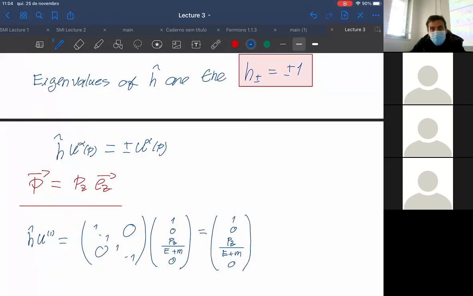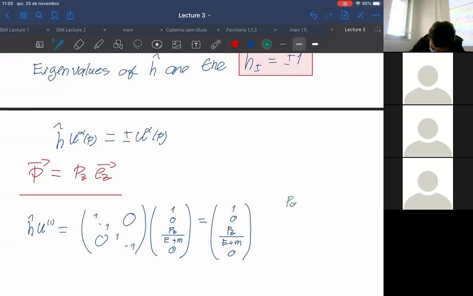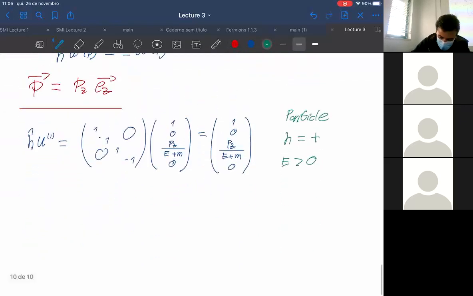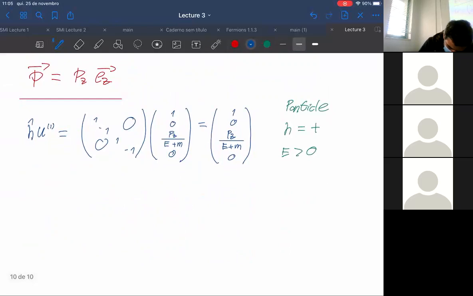So this is a particle with positive helicity, plus helicity, and positive energy. And we can do this for the other ones.